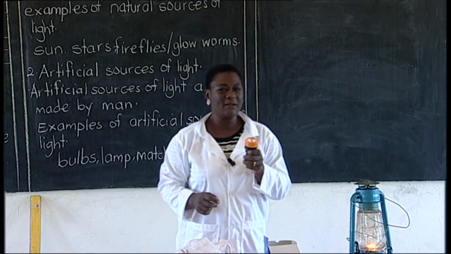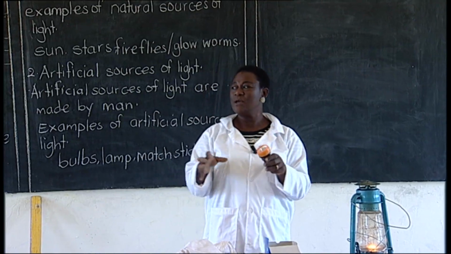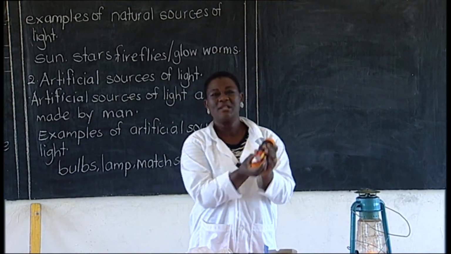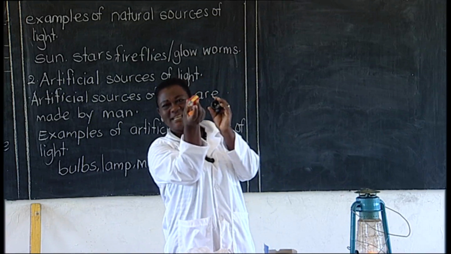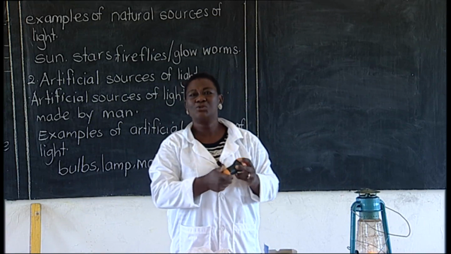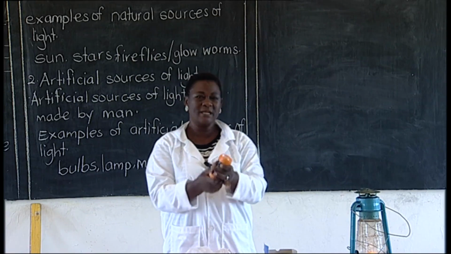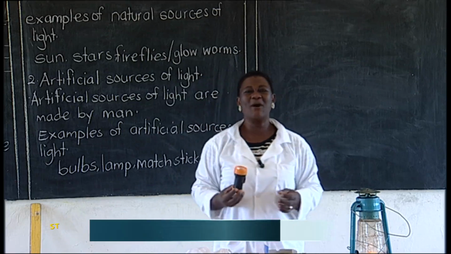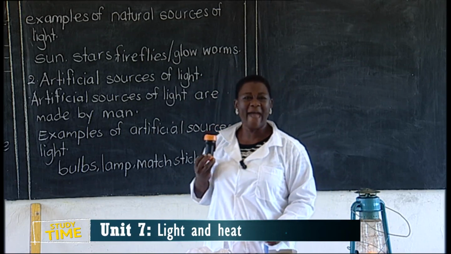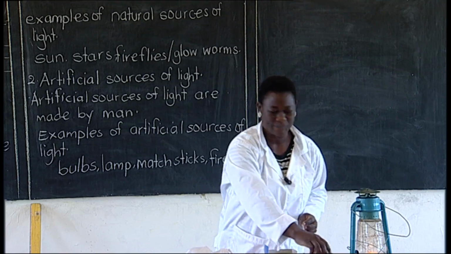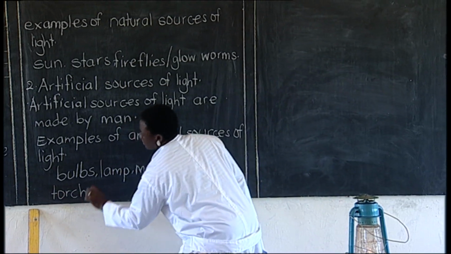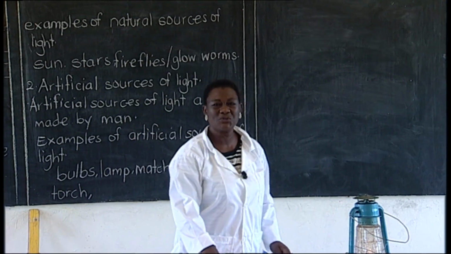Inside there is a dry cell. And there are those ones which are put on electricity. But this one inside, it has a dry cell. For it to work, there should be a dry cell. Have you seen it? So if it is not in use, make sure that you switch off. It's not good to waste resources, okay? This one is called a torch. It's called a what? A torch. It provides us with the light. And it is made by man. Torch. It's an artificial source of light.